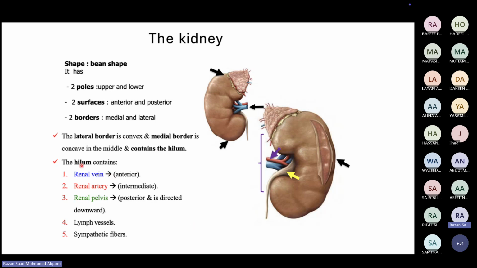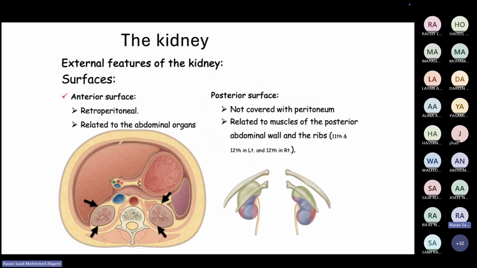As we said, the hilum contains the renal vein, which is the most anterior. The renal artery is the intermediate, and the most posterior, directed downward, is, as you can see here, the renal pelvis. And also the hilum is going to contain some other structures like lymph vessels and sympathetic fibers. Okay, next slide is going to be about the external features of the kidney.